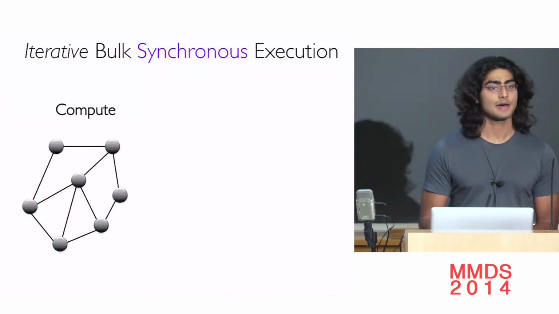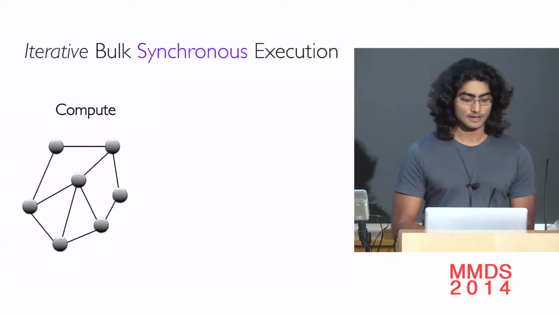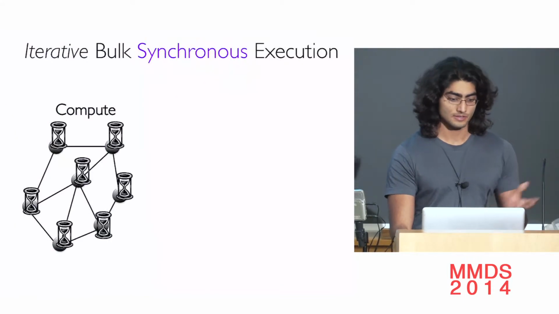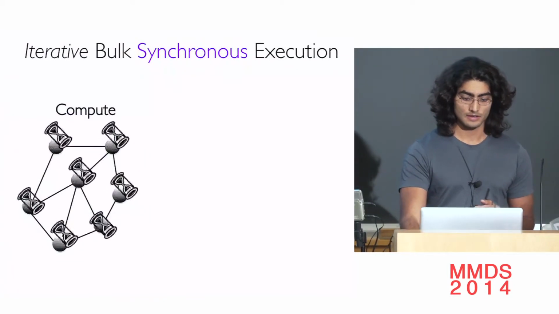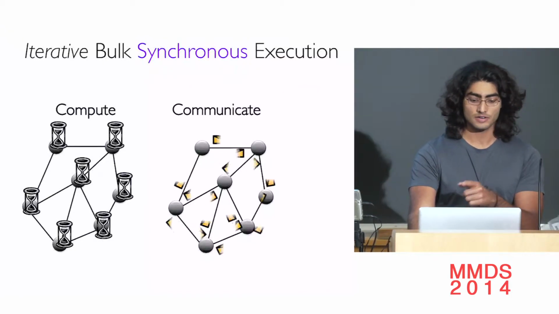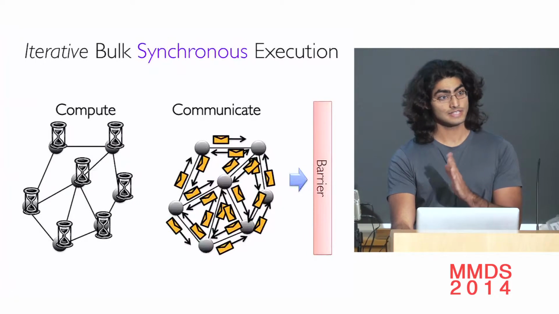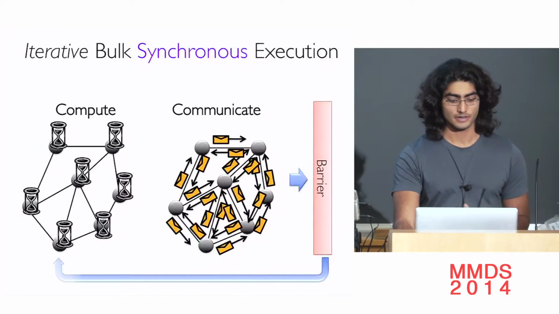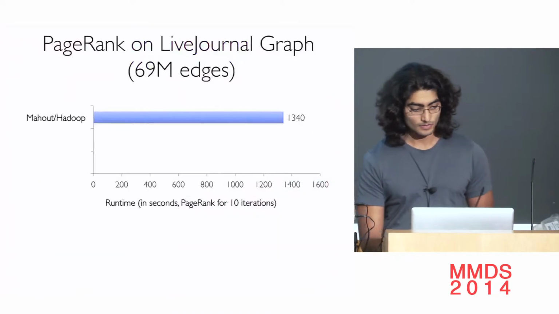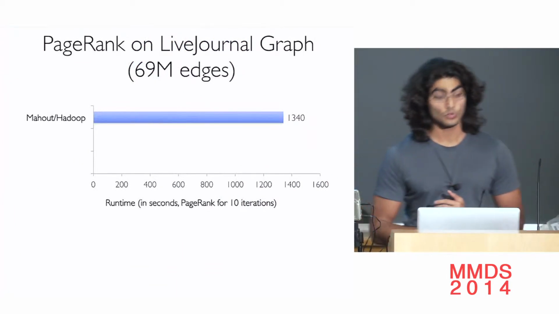So this fits into a common pattern of computation called the bulk synchronous parallel model. And here, there are computation elements, which in this case are vertices, that compute and send messages to other elements. And at the end of each iteration, they all synchronize at a barrier and receive the sent messages, and then the next iteration begins.